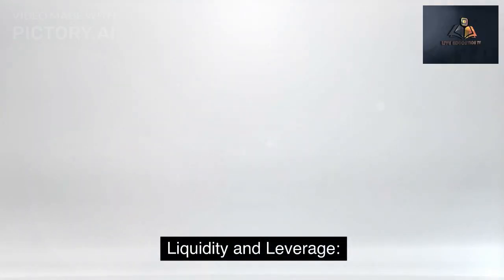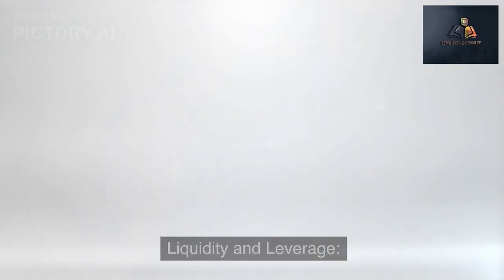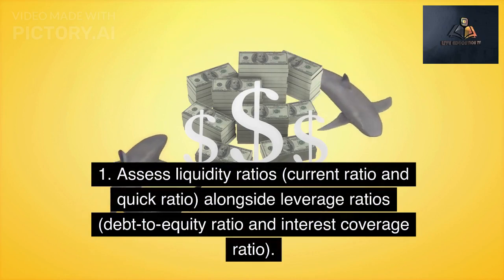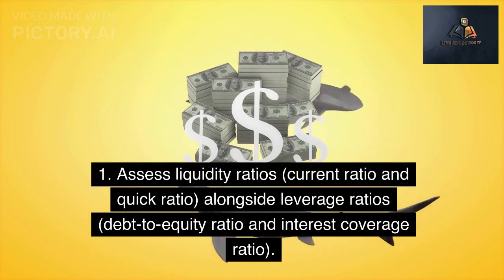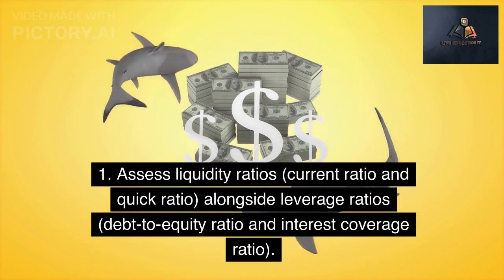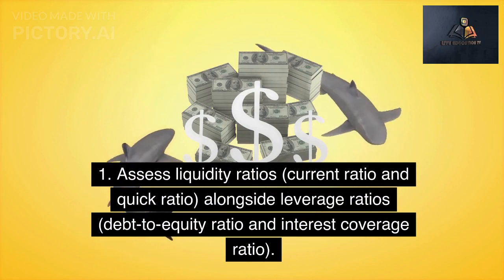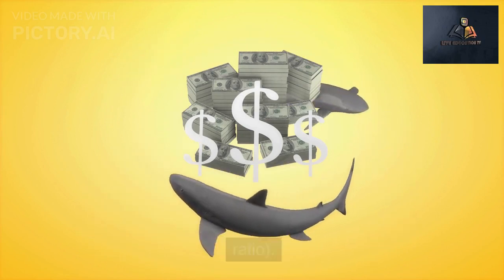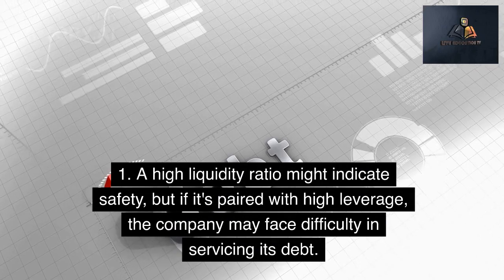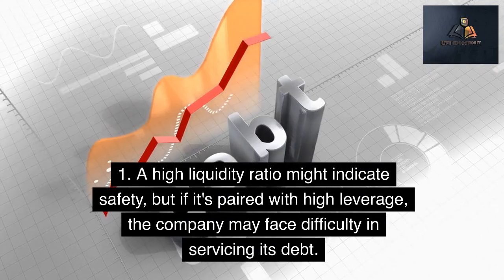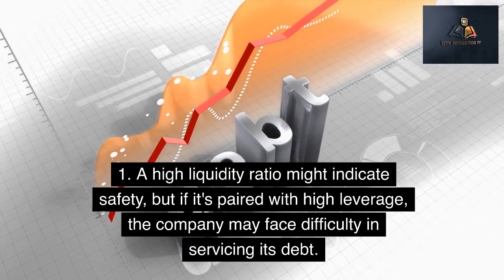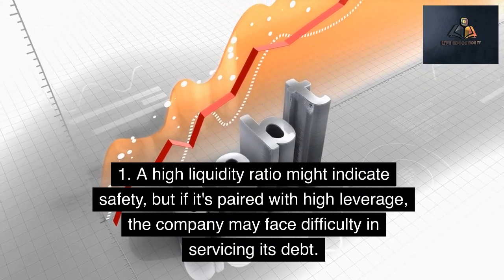Liquidity and leverage. 2. Assess liquidity ratios, current ratio and quick ratio, alongside leverage ratios, debt-to-equity ratio and interest coverage ratio. A high liquidity ratio might indicate safety, but if it's paired with high leverage, the company may face difficulty in servicing its debt.